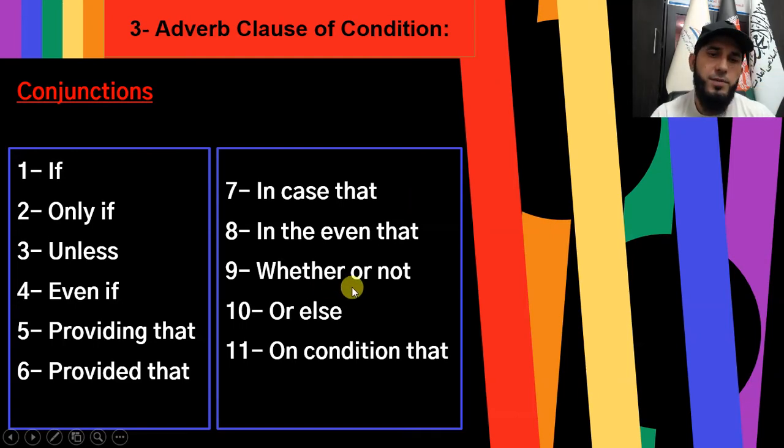Whether or not means neither this condition nor that condition matters. The certain action will take place anyways, okay? For example, whether or not my family agrees, I want to go abroad. I want to go abroad whether my family agrees or not, or I want to go abroad whether or not my family agrees.